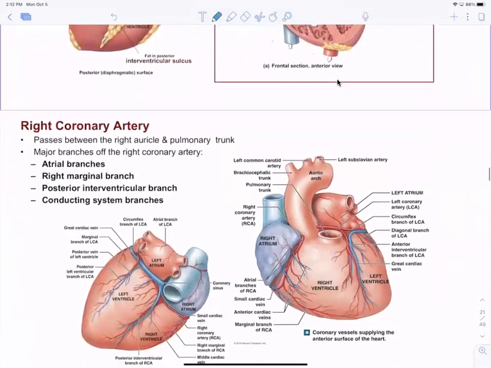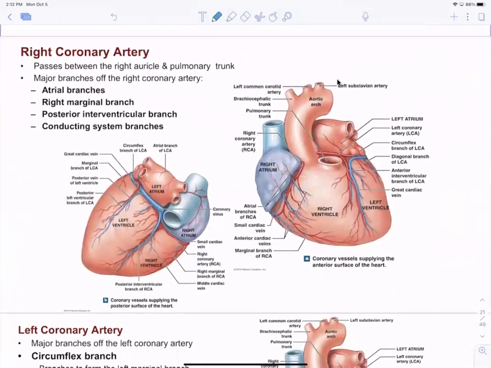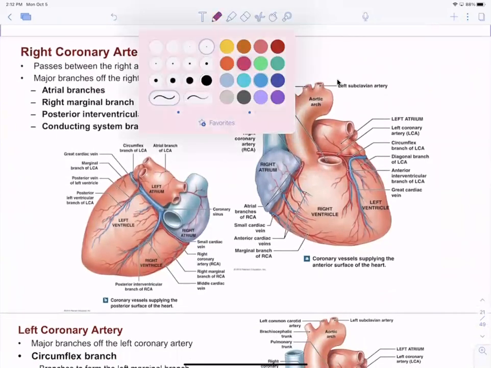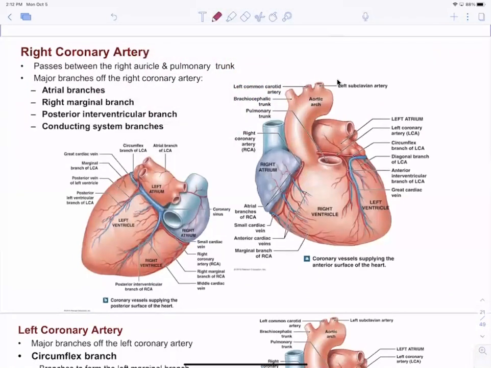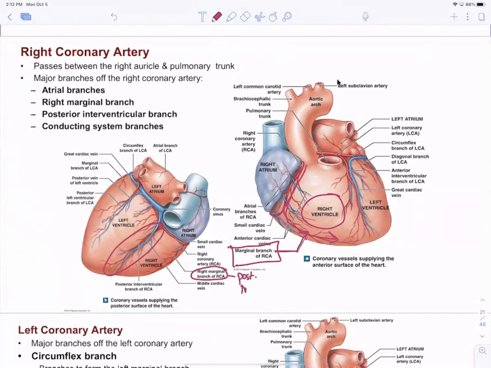Okay. As far as the coronary vessels themselves, the right coronary artery here has two, really. The marginal branch is the branch that goes down the right ventricle. And then it's going to go around the back and go down the posterior interventricular branch of the right coronary artery. It's in the posterior interventricular sulcus.